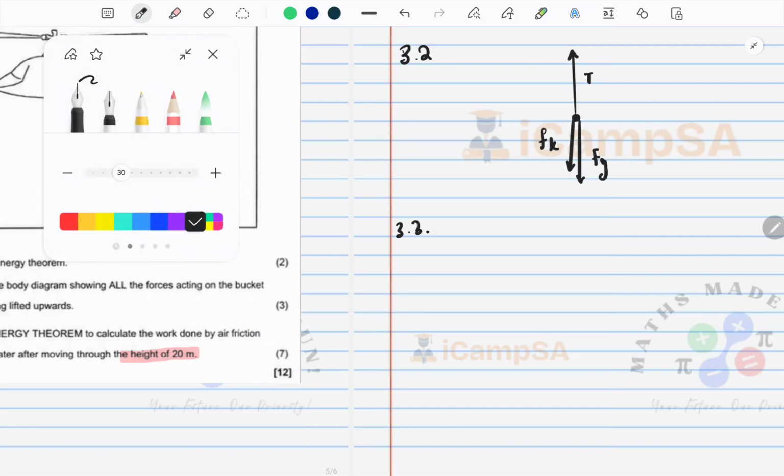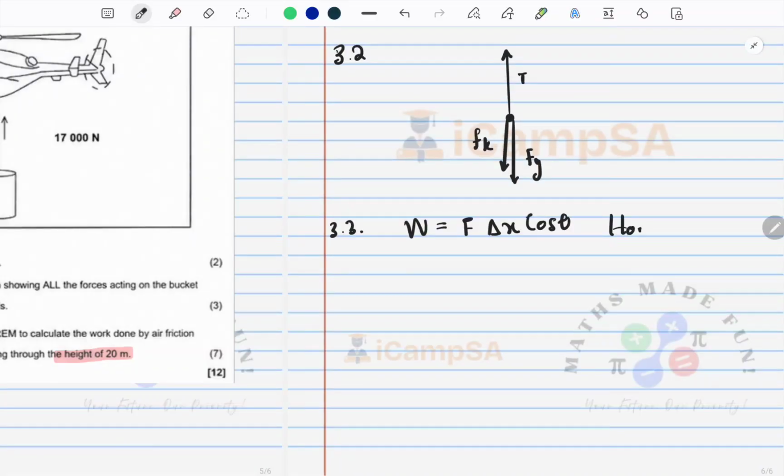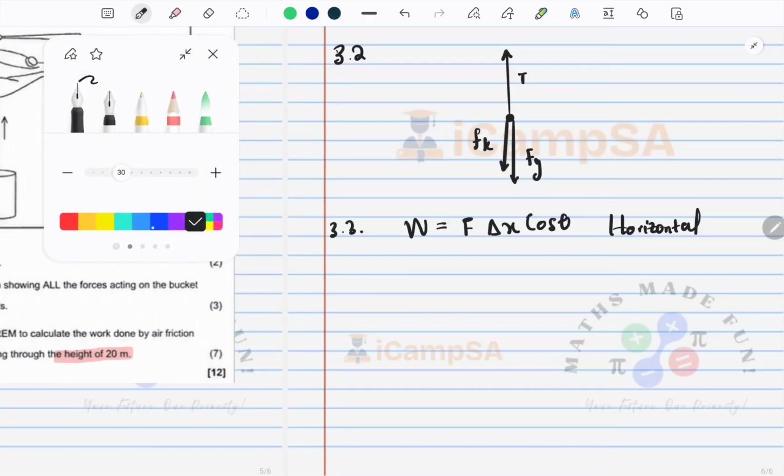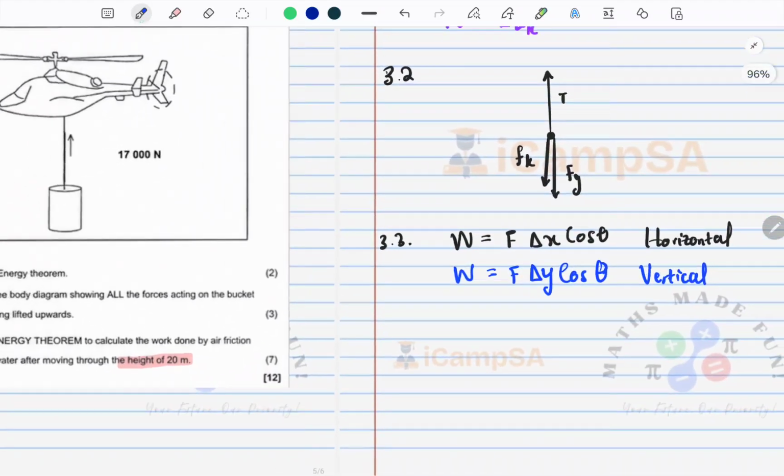Okay, remember for work what we had before was W equals the force times delta x cos theta. This was the horizontal movement, right? So let me just say horizontal. This was horizontal movement, but now we are going up and down. So that means we're going to say F delta y cos theta. Okay, this is a vertical movement. So nothing much changes, it's just for context.